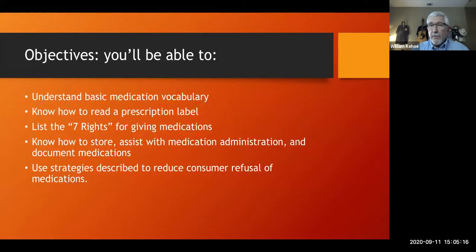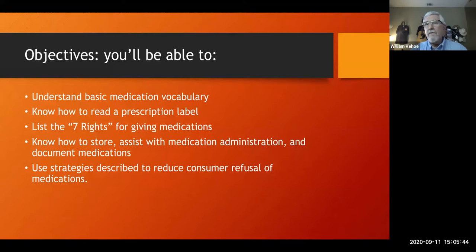So after you attend this presentation today, I'm going to throw some vocabulary terms out at you. I'll try to not use jargon without defining what it is. We'll talk with you about prescription labels. There's a lot of information on the label, but also many of the medication errors that we have could probably be prevented simply by using the label as you're helping to administer the medication.